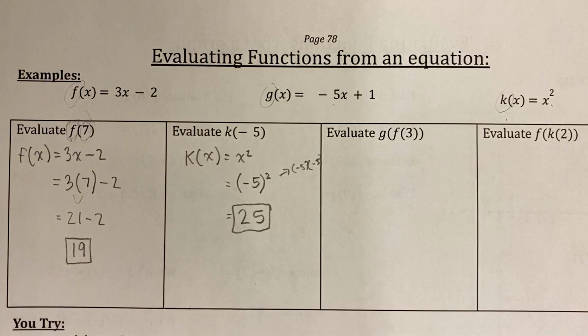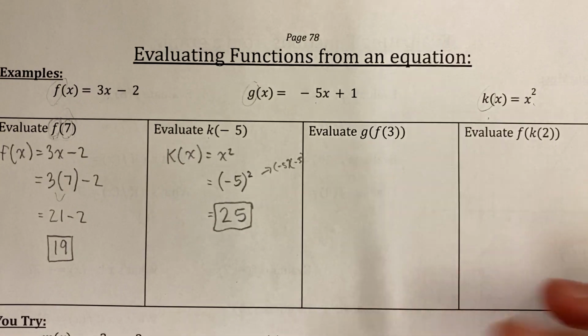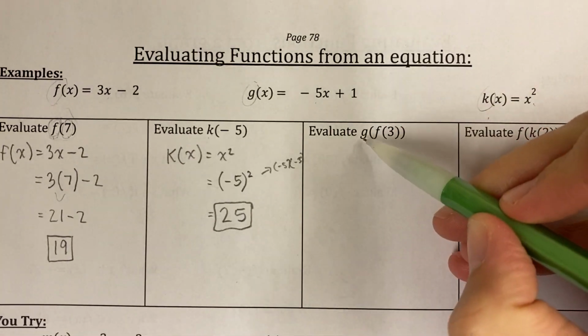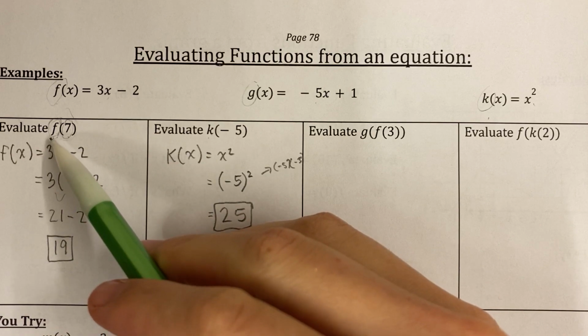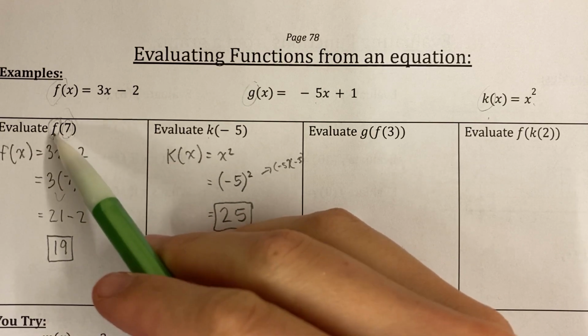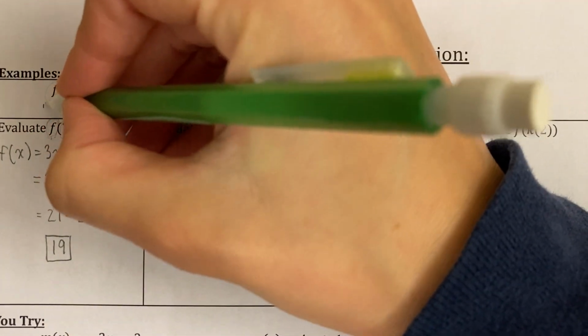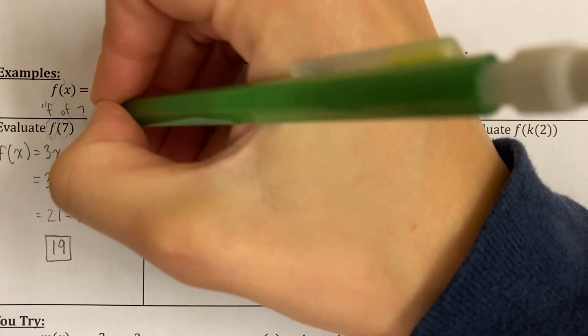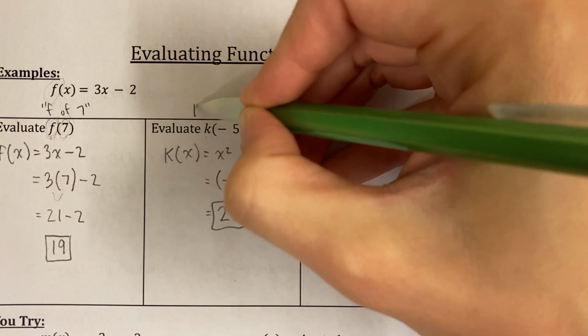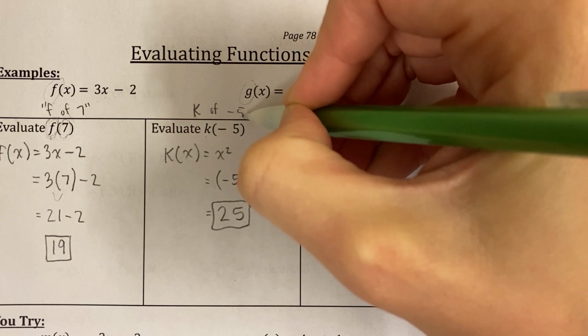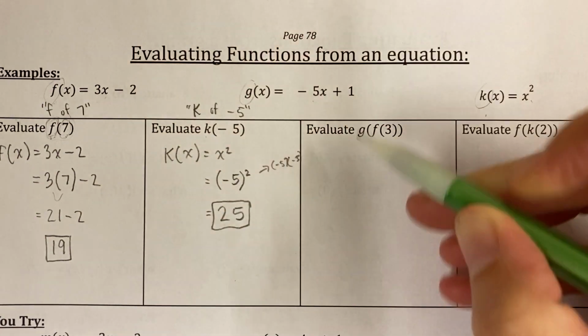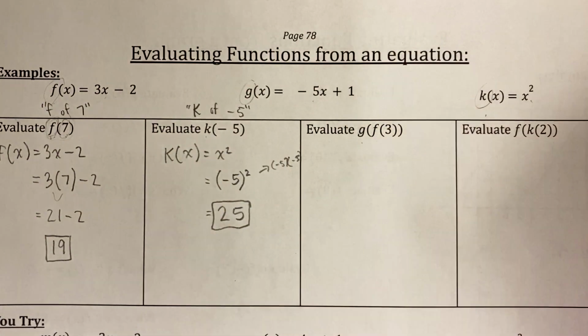Okay, now what if you get something like this? Here it gets more interesting. You read this like this, F of 7. That's how you read it, F of 7. Let's just write it. You would say F of 7 here. Here you would say K of -5. That's just how you say it. So here you would say G of F of 3.